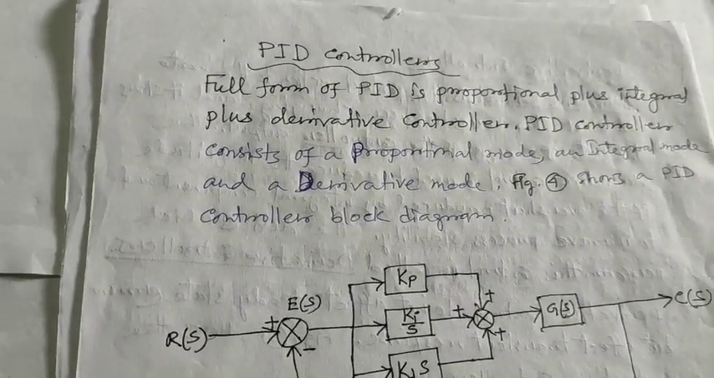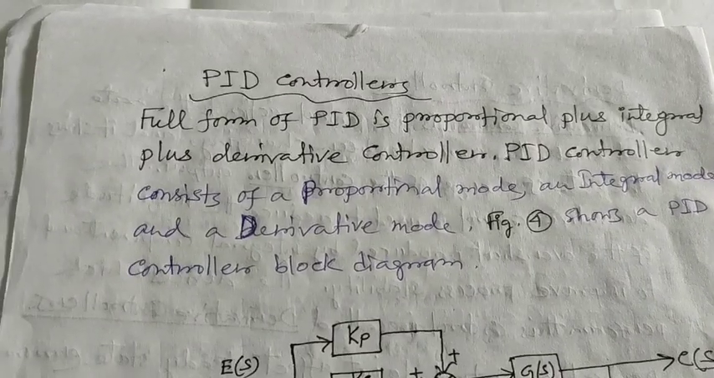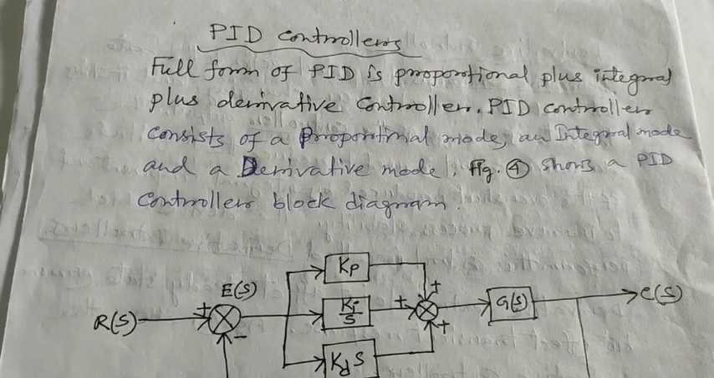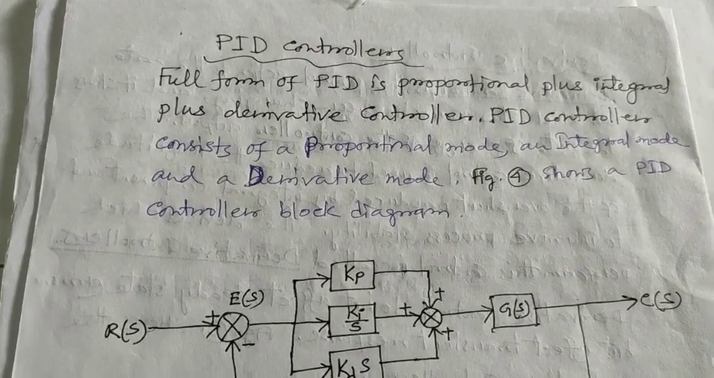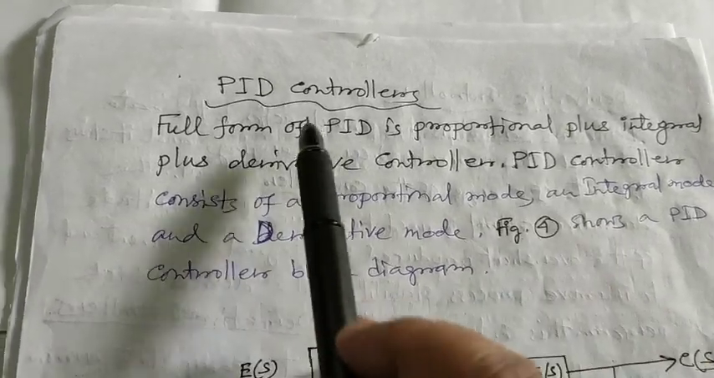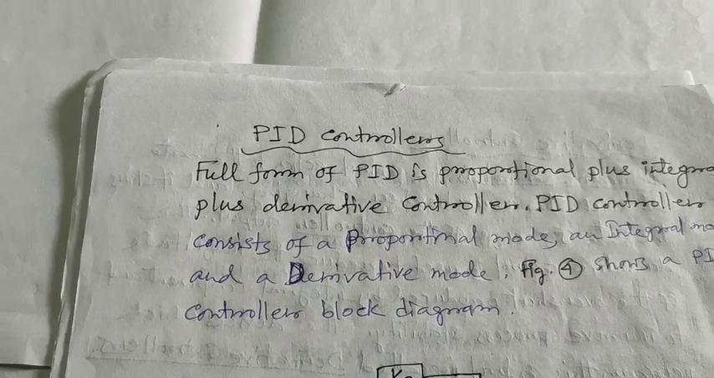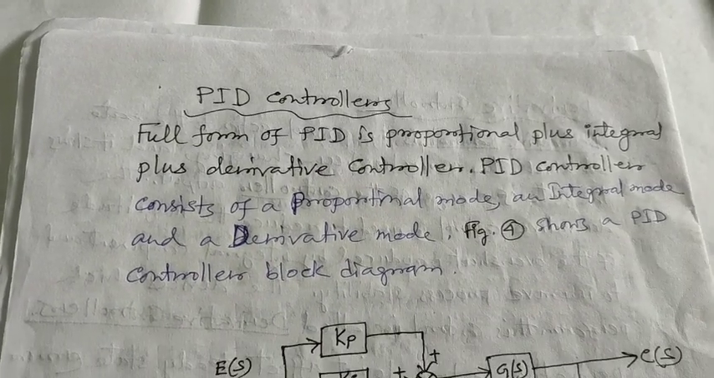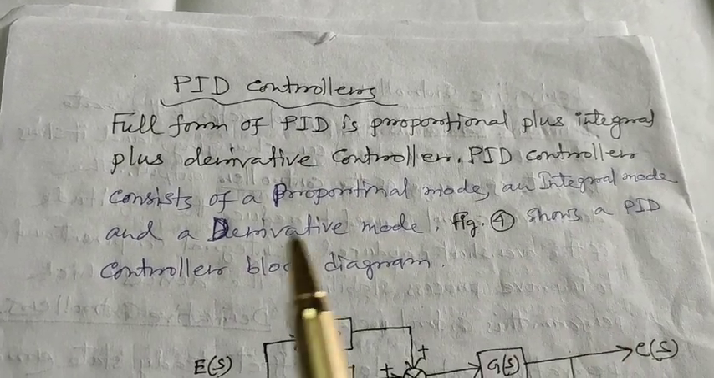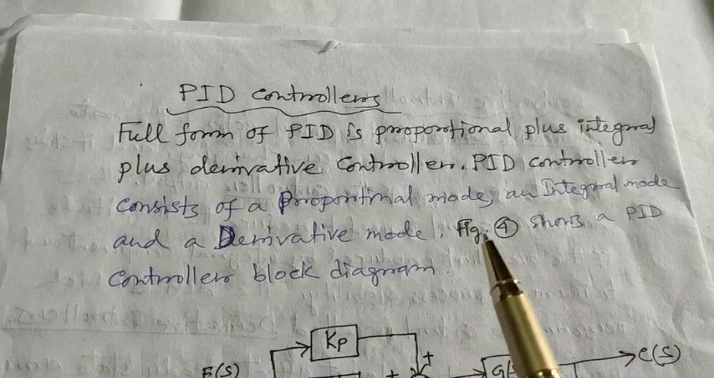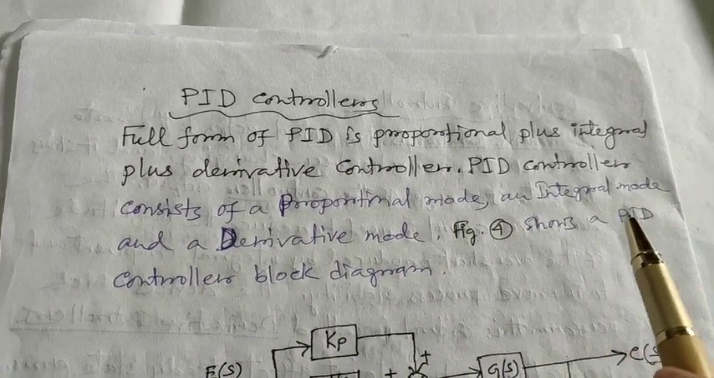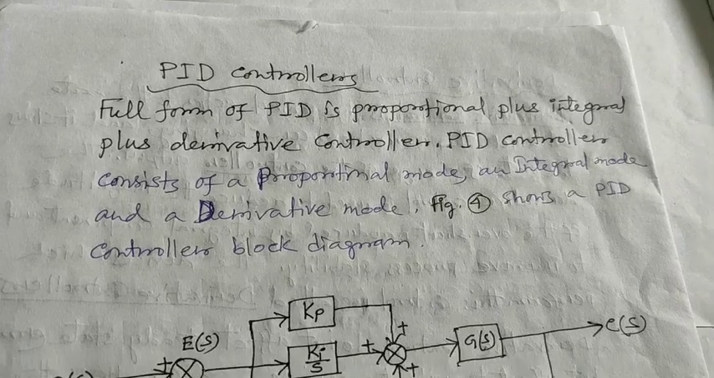Now I am going to present the PID controller. The full form of PID means proportional, integral and derivative. Okay. Now proportional controller plus integral controller plus derivative controller is in short known as the PID controller. Okay.